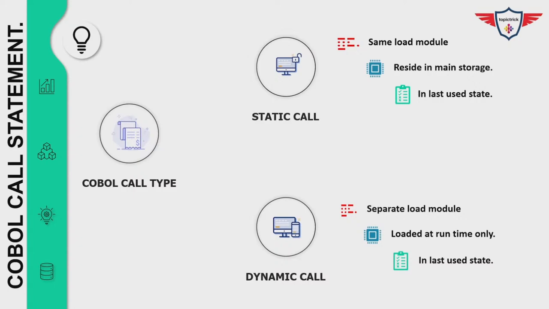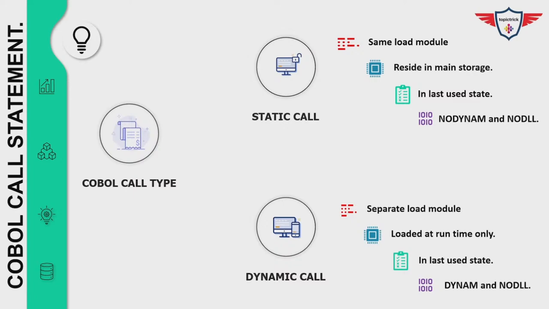But if you specify the initial attribute in the called program, then the program will always be in the initial state each time the called program is called within a run unit. And the last point is, the compiler options used to compile the program are NODYNAM and NODLL for static calls. And for dynamic calls, it would be DYNAM and NODLL.